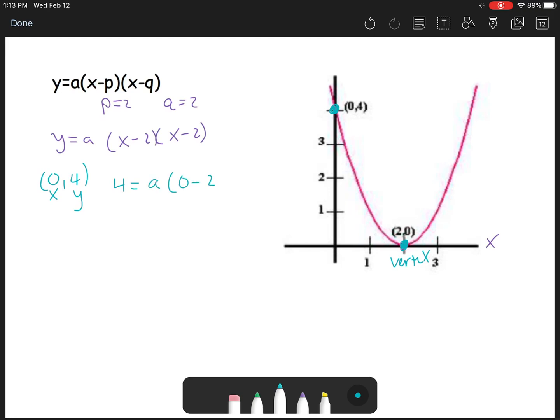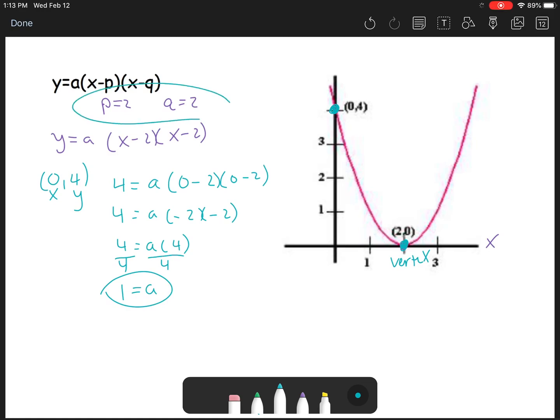So I plug 4 in for my y, I plug 0 in for my x's, which leaves me with 0 minus 2 is negative 2, 0 minus 2 is negative 2, negative 2 times negative 2 is positive 4. We divide by 4 on both sides, so a is equal to 1. So we found our a value and our p and our q. Putting this together, we have y equals 1 times (x minus 2) times (x minus 2).